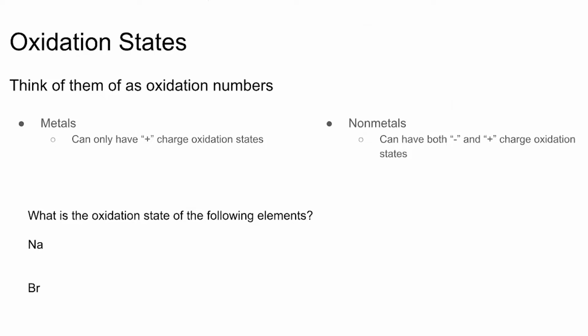Oxidation states. They're kind of like the oxidation numbers, but you're dealing with the metals and non-metals. Metals can only have positive oxidation states, while non-metals can have either negative or positive. So you would have to look at the electron configuration for that.